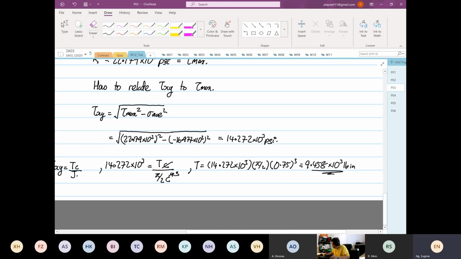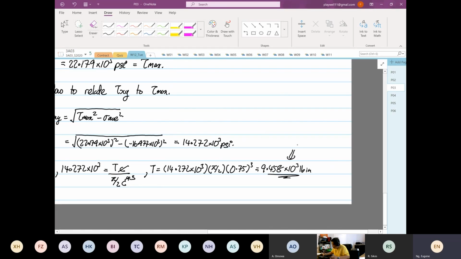So this torque is based on von Mises. Okay, it's based on von Mises. So we're going to very quickly do the same thing to find the torque from Tresca.